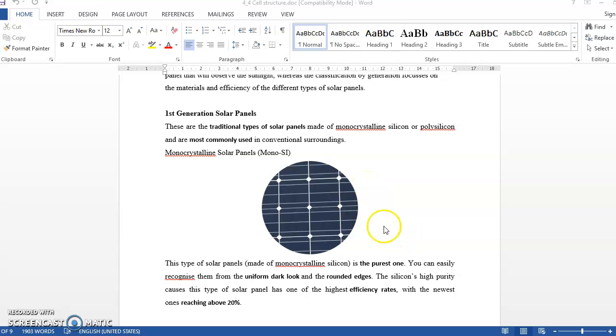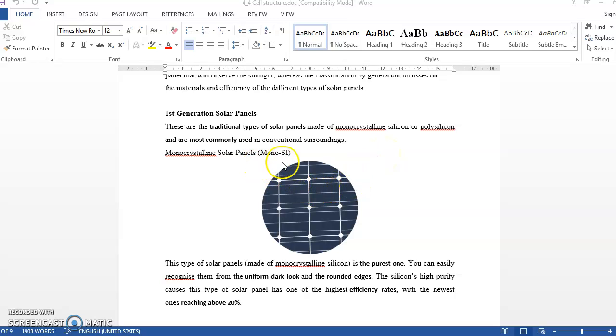Morning guys. So we are at the fourth unit, which is solar panels and its structure and its scope. Okay. So the first generation solar panels are the traditional type, which are of monocrystalline silicon or polysilicon. So these two types were in the first generation.